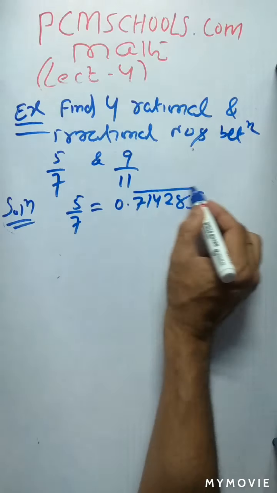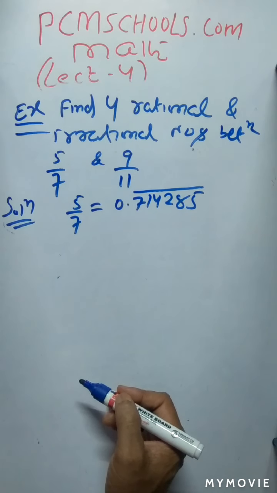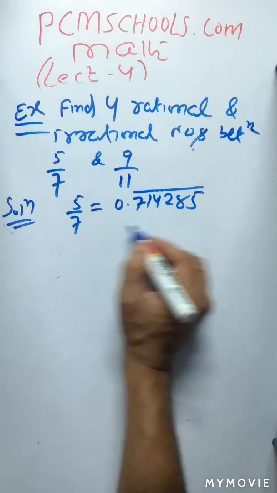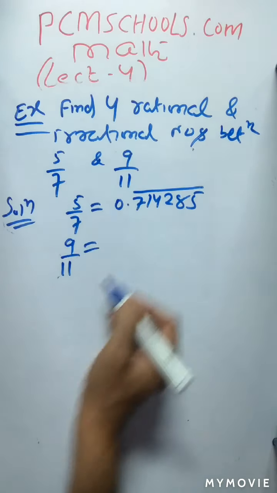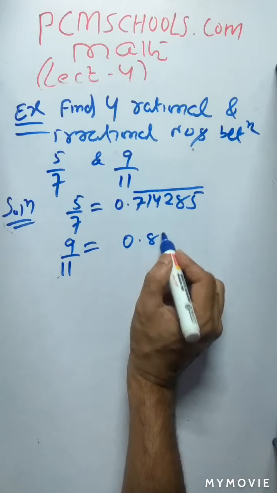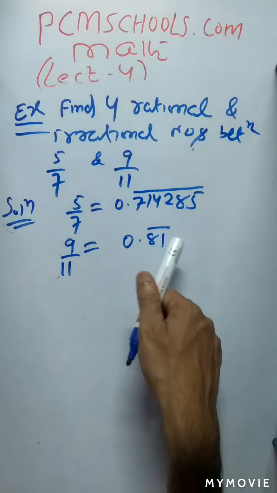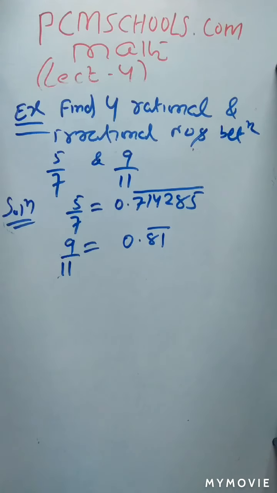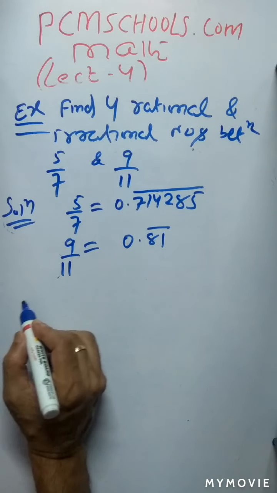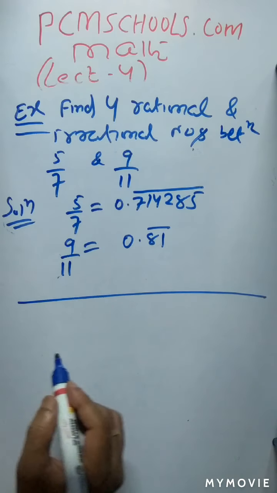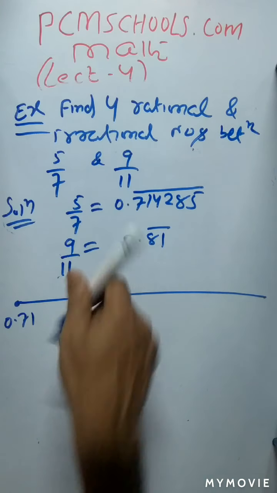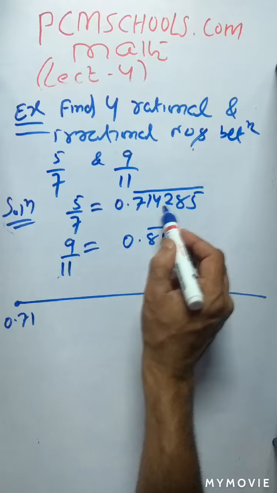Okay, solution. Now if we calculate 5 by 7, that value is 0.714285, non-terminating and recurring. This is a rational number. And if we calculate 9 by 11, it is 0.81, also non-terminating and recurring. So in between these two, we have to find four rational numbers first.